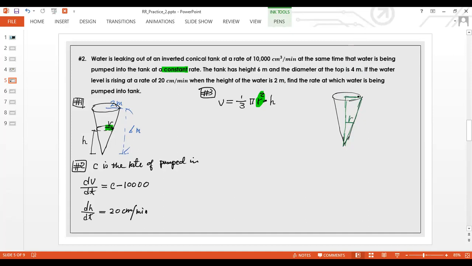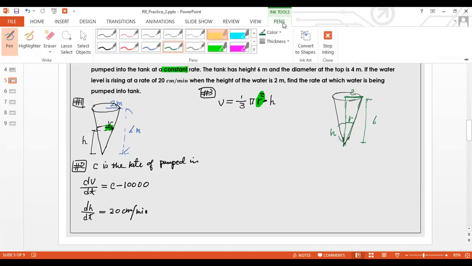I know the top of this conic is fixed, it is 2, correct? And we know the height here is fixed, this is 6. Then this is a variable, this is the height. So now I'm going to use a similar triangle.